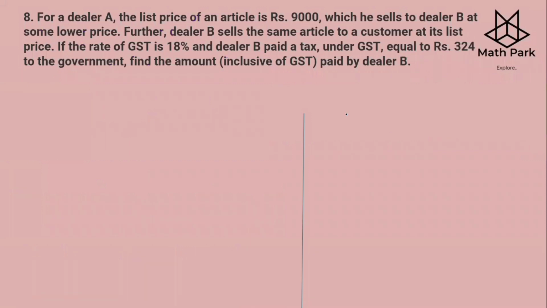Got it? For a dealer A, the list price, which is also called the marked price of an article, is rupees 9,000, which he sells to dealer B at some lower price. Further, dealer B sells the same article to a customer at the list price. If the GST is 18%, the tax paid under GST by dealer B is 324, paid to the government. Then we are asked to find the amount inclusive of GST. What was the total amount inclusive of GST paid by dealer B?